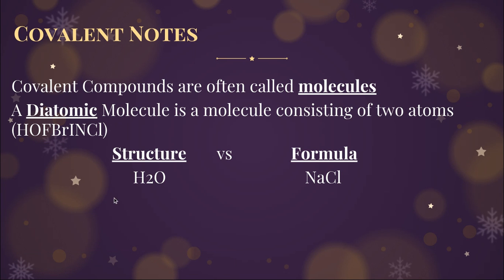Another thing that I wanted to bring up was the idea of structure versus formula. Formula unit would be something like NaCl. That's the stuff we'd see with ionic compounds. Structure for covalent compounds is going to be what the formula unit would be. So H2O is an example of that.